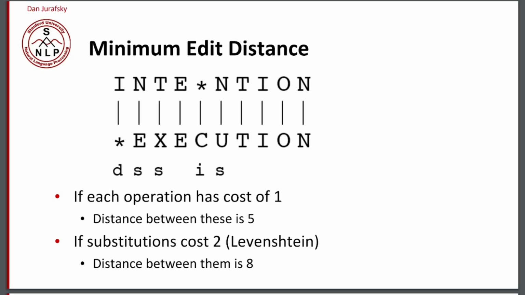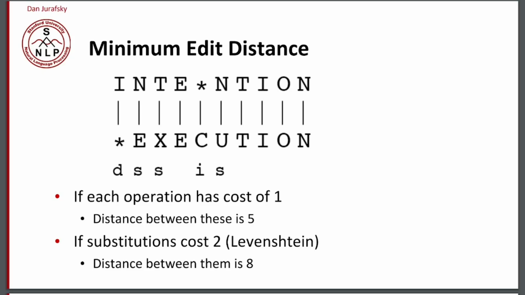Okay, cool. I just delete the I. I can substitute an E in the place of that N. I can substitute an X in the place of that T. The E is fine, right? I'll insert a C. I'll substitute a U in the place of the N, and then T, I, O, N are fine. So I've done 1, 2, 3, 4, 5 operations, a deletion, an insertion, and 3 substitutions. So if we think of all operations as being equally costly, then I have done 5 operations.